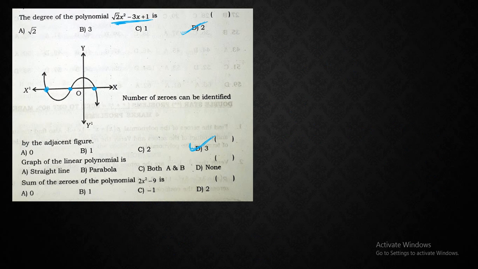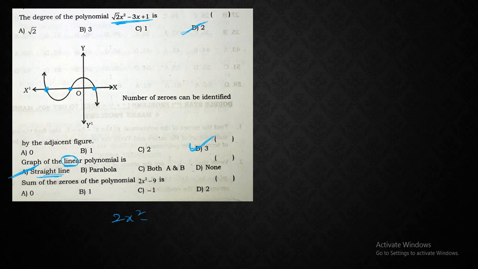Next, graph of a linear polynomial. Simply remember, in the word linear, the first 4 letters form the word line. From that we can say a linear polynomial is always a straight line. Okay.